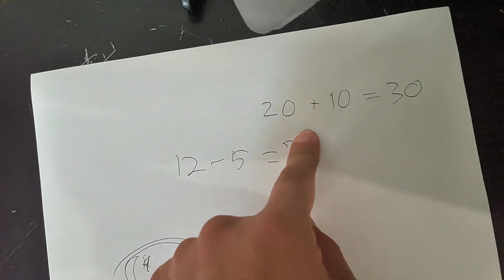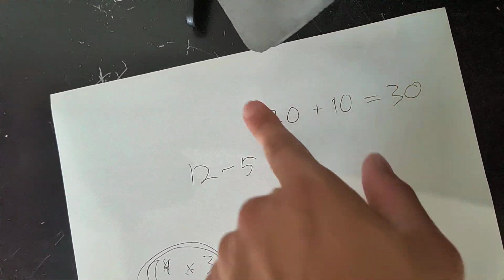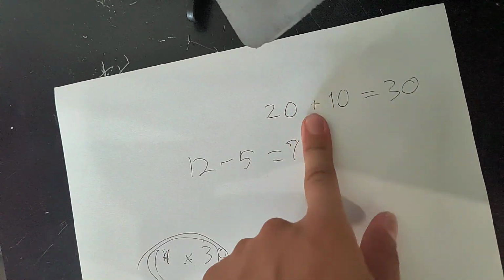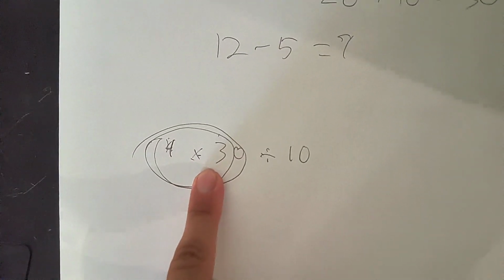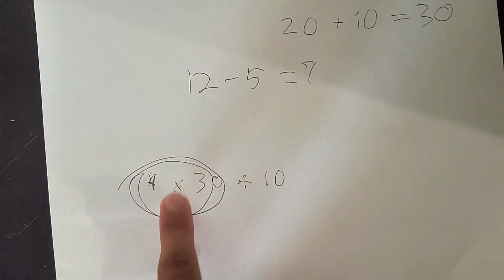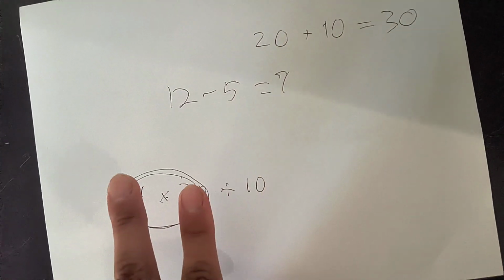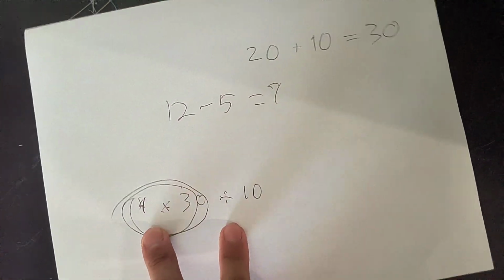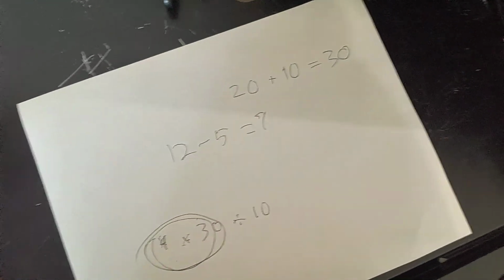Is this a one-step or a two-step word problem? Well, this is one step because it only uses one addition operation. The cookie problem was two-step because it used one multiplication operation and one division operation. That's 2 operations in the same word problem. So that's a two-step word problem.